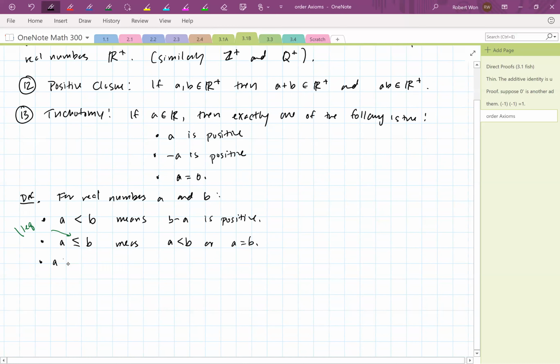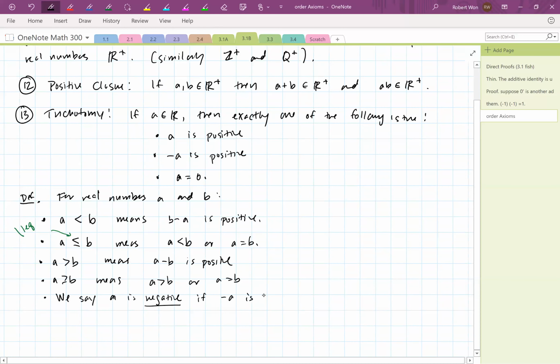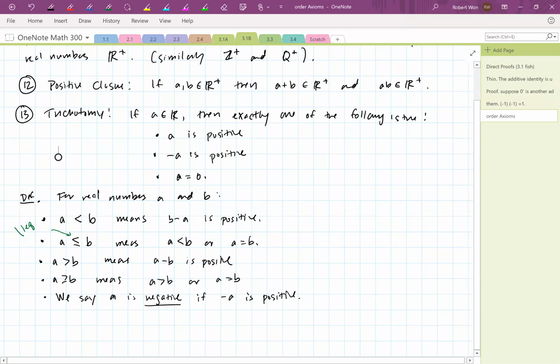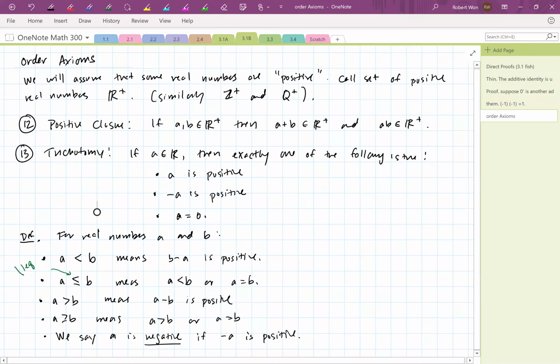Okay, I'll also define the symbol greater than. A greater than B means A minus B is positive. A greater than or equal to B means A is greater than B or A equals B. And then just for ease of referring to things, we say that A is negative if its inverse is positive. So I have given the axioms for the positive numbers, and this leads to the definition of the less than, less than or equal to, greater than, and greater than or equal to signs.